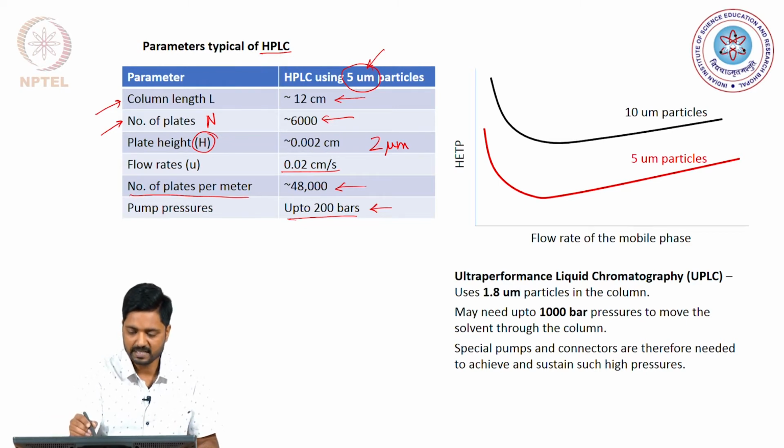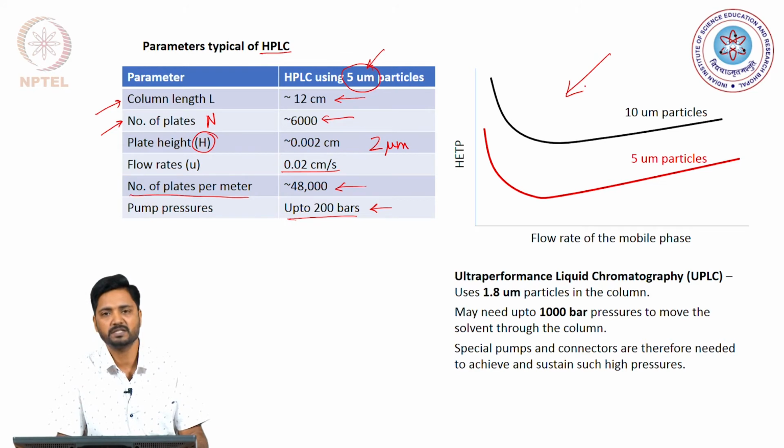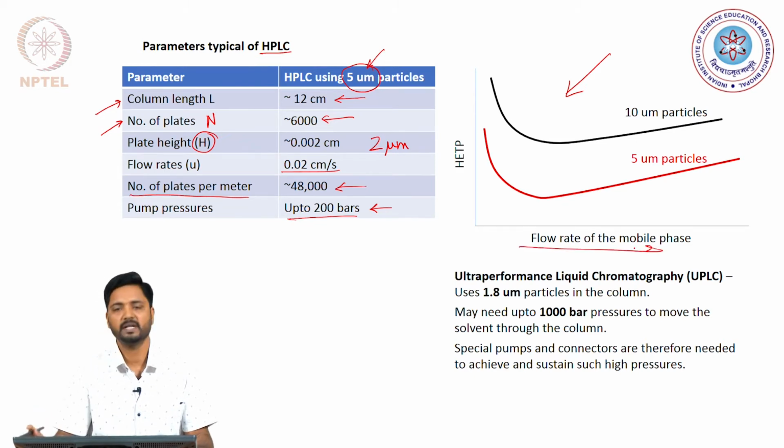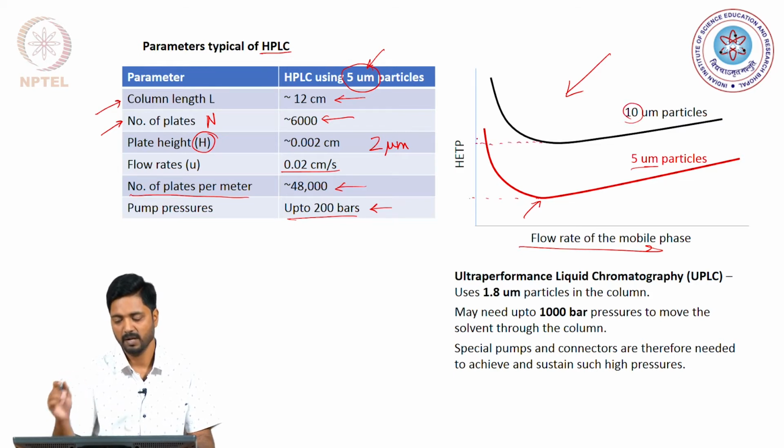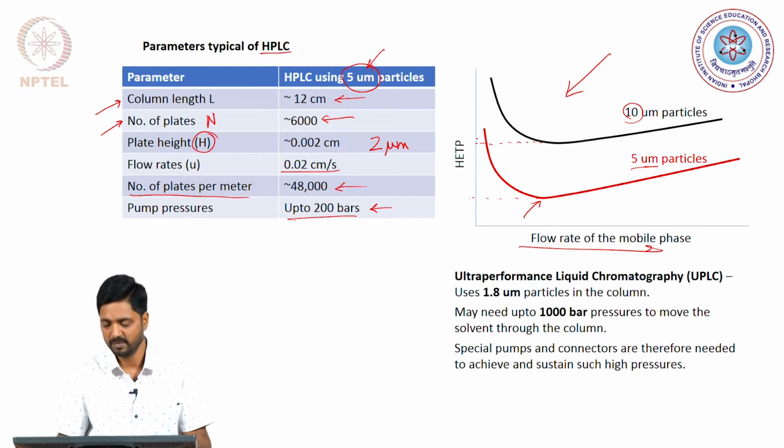Now, on the right hand side, this curve here indicates how the height equivalent of theoretical plate changes as we change the particle size of the stationary phase, and what we notice is that for similar rate of flow of the mobile phase, the 5 micron particles will consistently result in much smaller HETP values compared to particles which are larger, in this case about 10 micron average particle diameter.